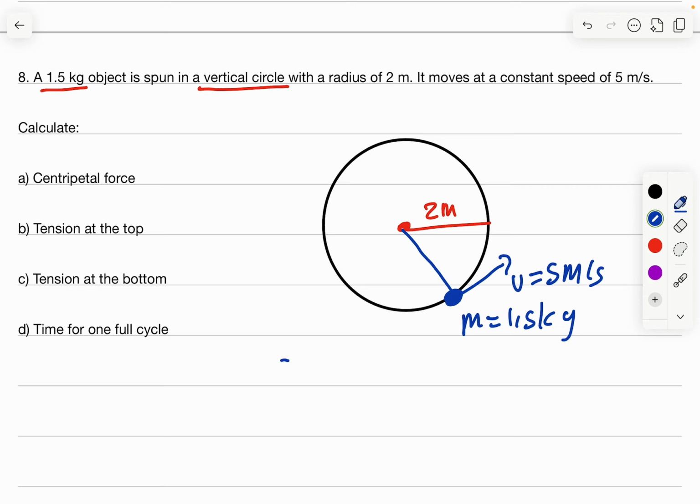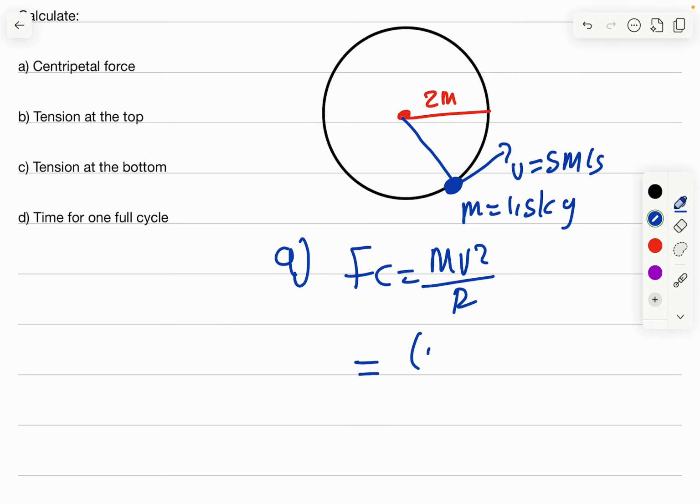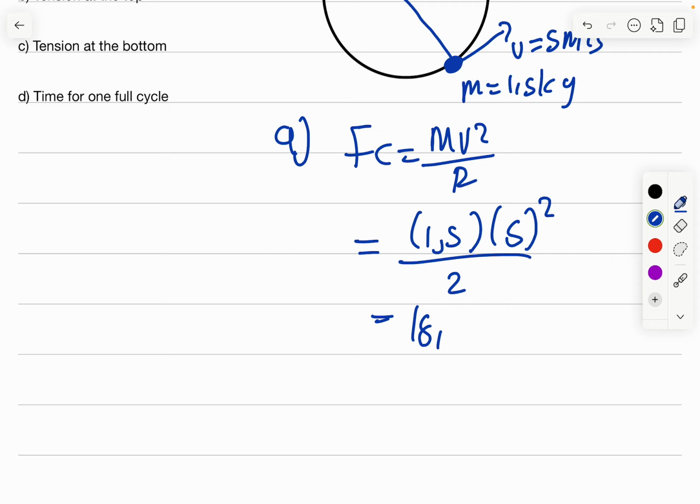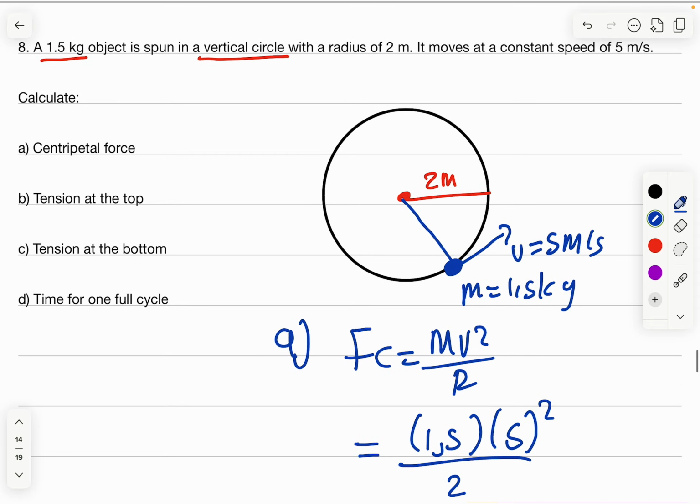Calculate the centripetal force. Centripetal force equals mass times velocity squared divided by the radius. Our mass is 1.5. Our velocity is 5 all squared. Our radius is 2. So I'm going to have 25 divided by 2 multiplied by 1.5. That is 1.5 multiplied by 5 squared divided by 2, which is 18.75 newtons.